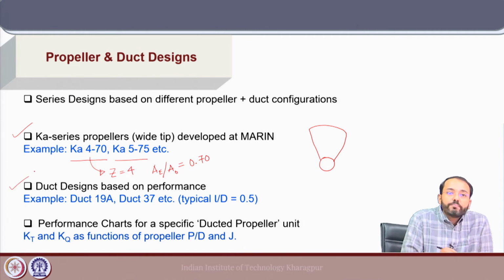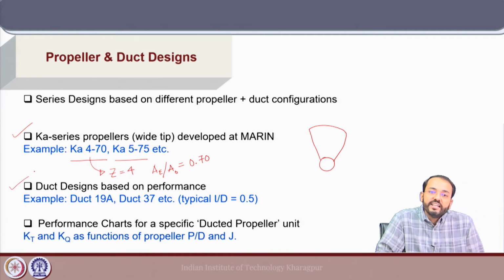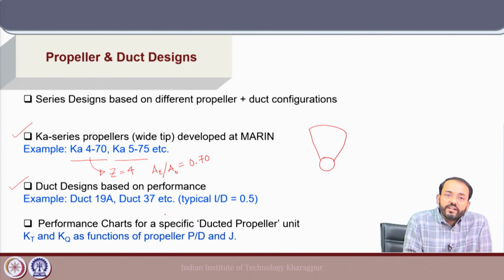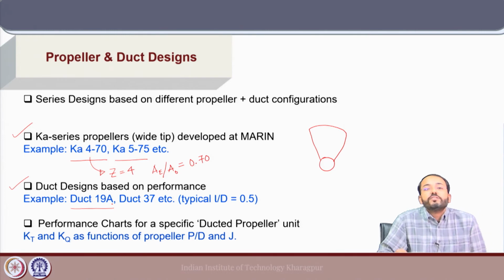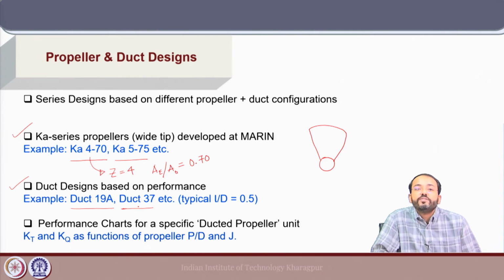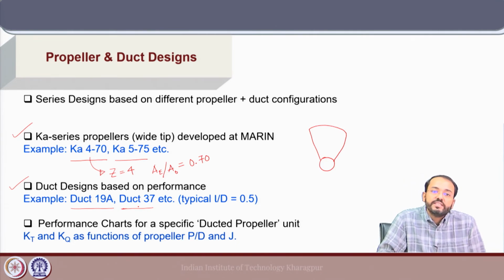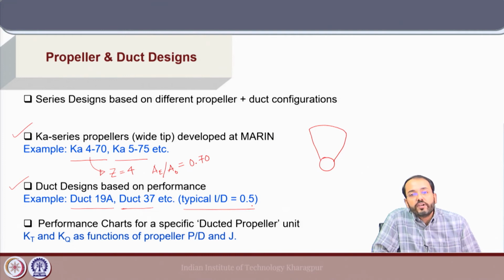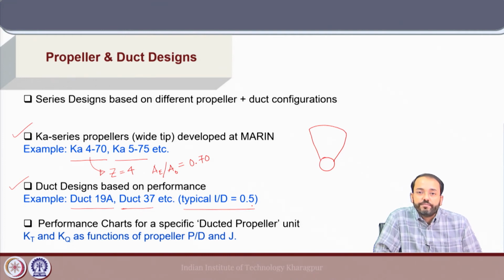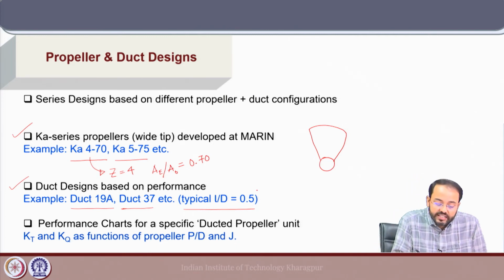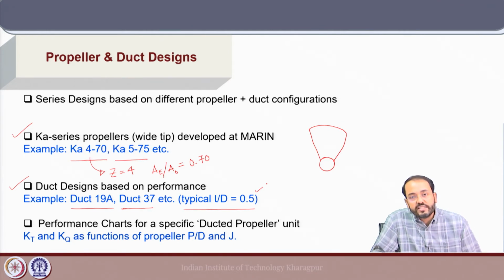Now, apart from the propeller, the other important factor is the duct design, because for a ducted propeller, the propeller and duct both contribute to the total thrust. Similarly, different duct designs are developed like duct 19A, which is one of the most popular duct designs. Duct 37 is another duct design which is used for vessels where good astern performance is also required. Typical L by D used for ducted propellers is in the range of 0.5. So, the length of the duct divided by the diameter of the propeller is around 0.5, and higher values are also tested.